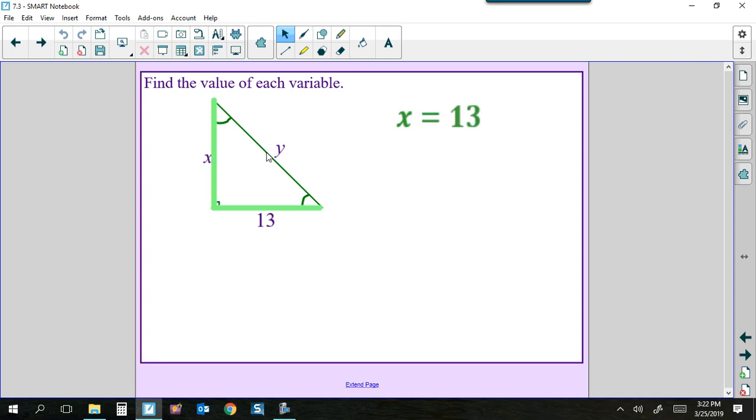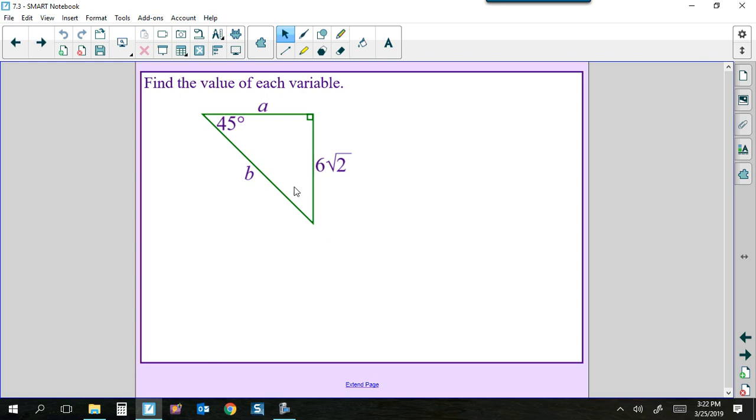If you look on the other side of the notes, we wrote that the hypotenuse is equal to the leg times square root of 2. What is our leg equal to in this case? 13. So 13 times square root of 2 is your answer. So x is 13, y is 13 square root 2. Done. Kind of liking these special right triangles.